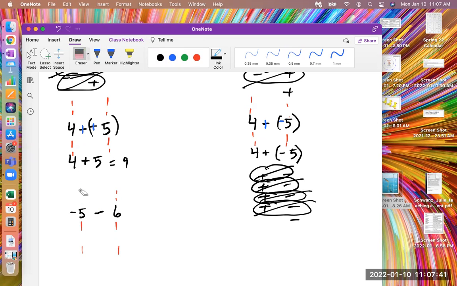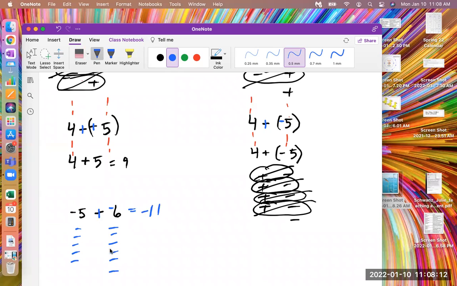The correct way to do this one is to add a stick here and add a stick here, and the answer is -5 plus -6. If we draw the picture, 1, 2, 3, 4, 5, then 1, 2, 3, 4, 5, 6, that is -11. So here none of the negatives cancel out like we see when we have negatives and positives, and they all just bundle up to be a lot of negatives.